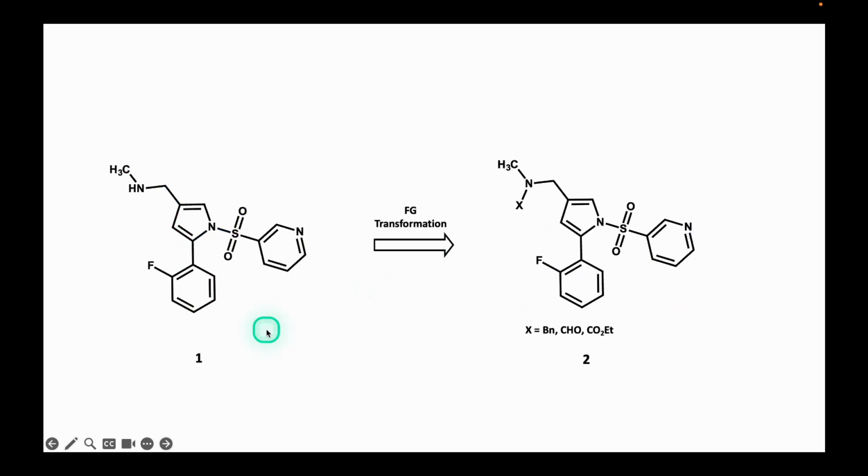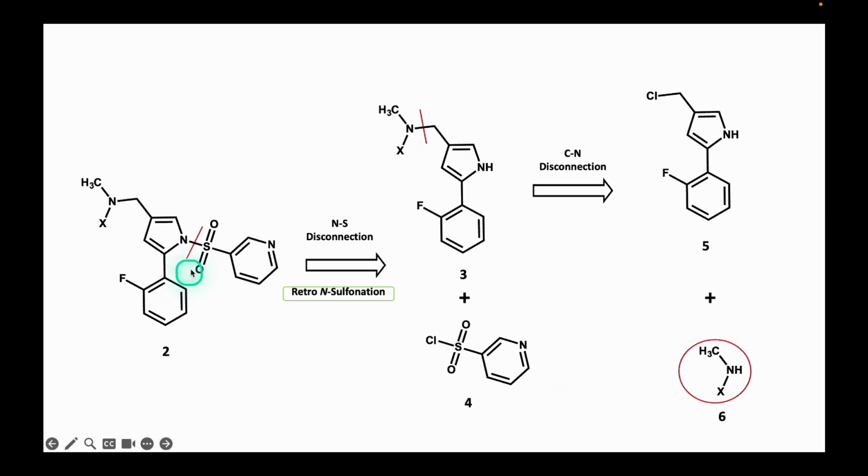Initially, through a functional group transformation, the secondary amine present in 1 is protected to prevent its undesirable participation. In the protected amine 2, X can be a benzyl, formyl, or ethoxycarbonyl group, among other protecting groups. A nitrogen-sulfur disconnection in 2, based on an N-sulfonation reaction, generates pyrrole 3 and sulfonyl chloride 4.